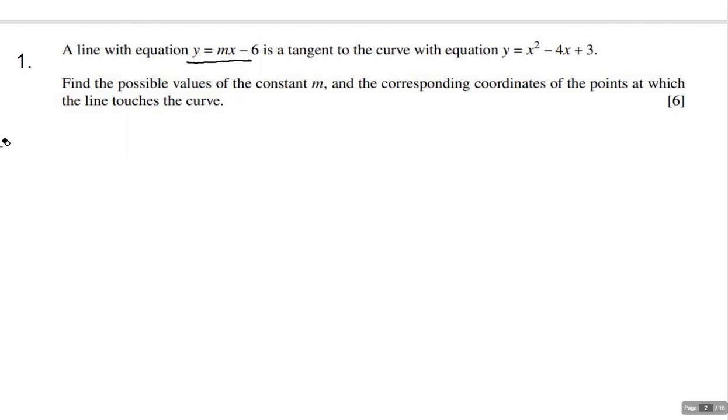So what's important to remember is that the discriminant is b squared minus 4ac. When the discriminant is equal to 0, what we're talking about is it's tangent, touching one time. And when the discriminant is greater than 0, then it's going to touch twice. And when it's less than 0, then it's not going to touch.